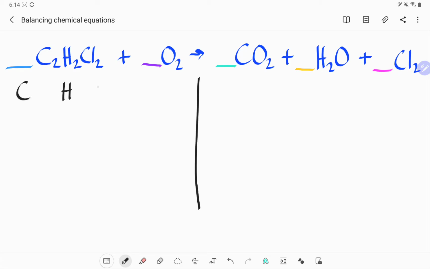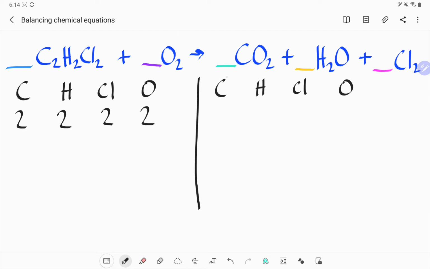We've got C, H, Cl, and O. We got those elements on both sides of the equation. All right, I'm going to count how many of each one we have. We have 2 carbons, 2 hydrogens, 2 chlorines, and 2 oxygens on the left side.